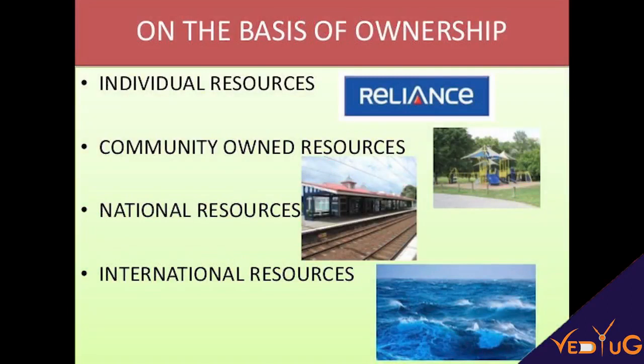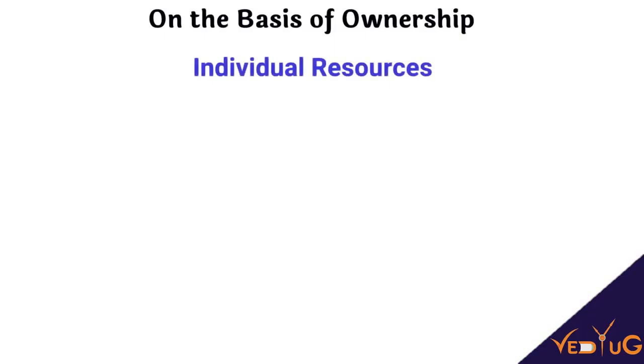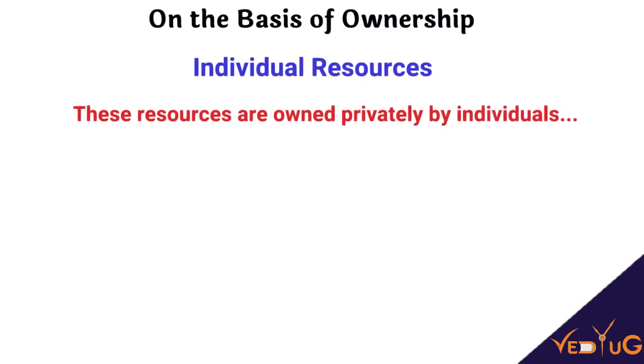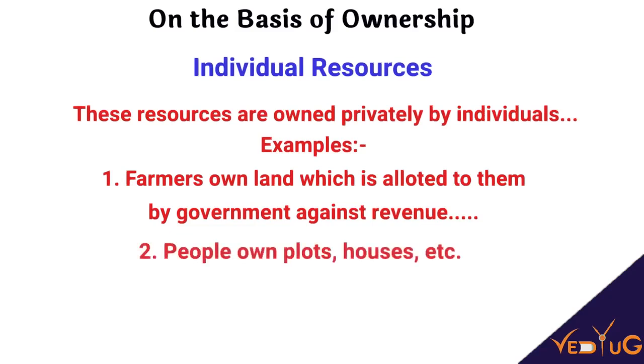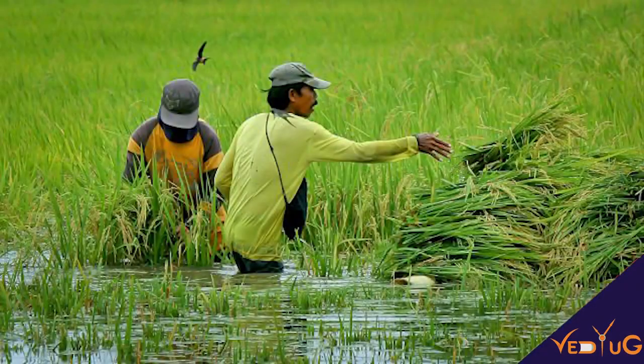On the basis of ownership, there are four types of resources. Ownership means who owns them. So the four types of resources are individual resources, community-owned resources, national resources and international resources. First of all, let's see individual resources. The resources which are owned by private individuals are individual resources, like people own land and houses for themselves, and the farms given to farmers by the government are included in individual resources.